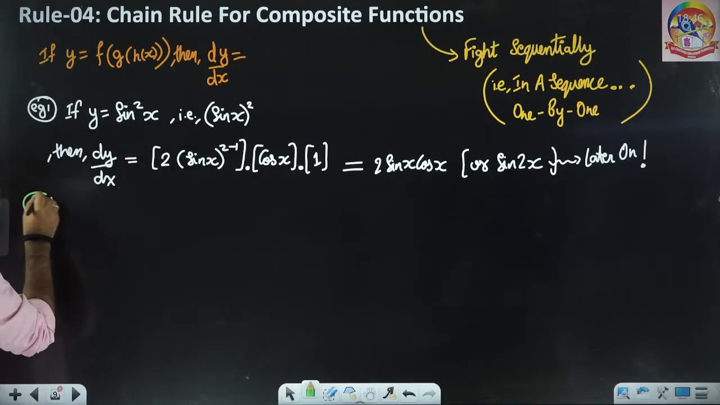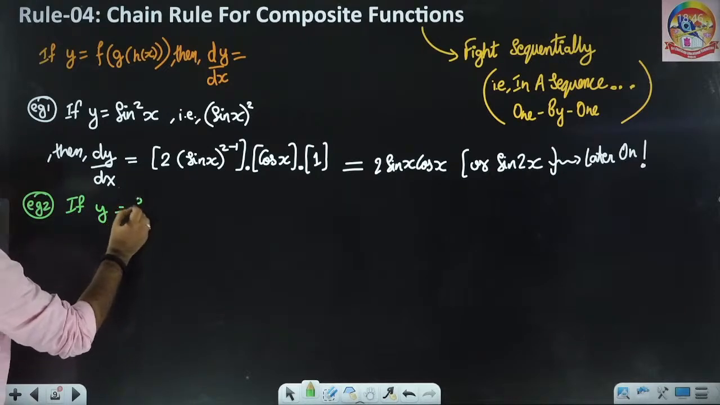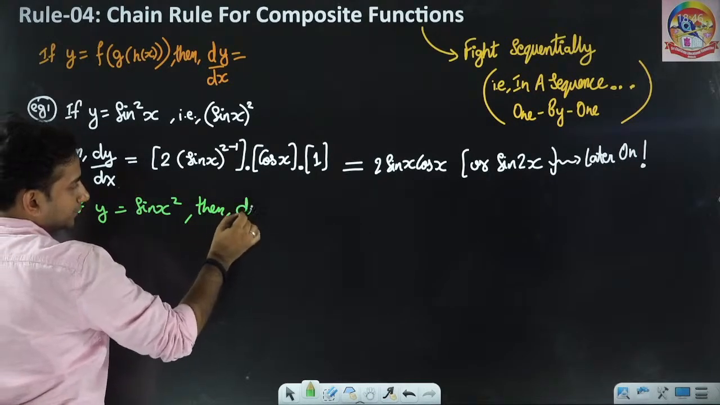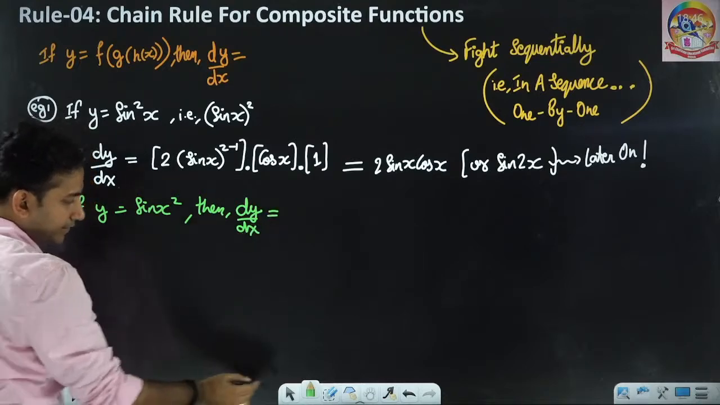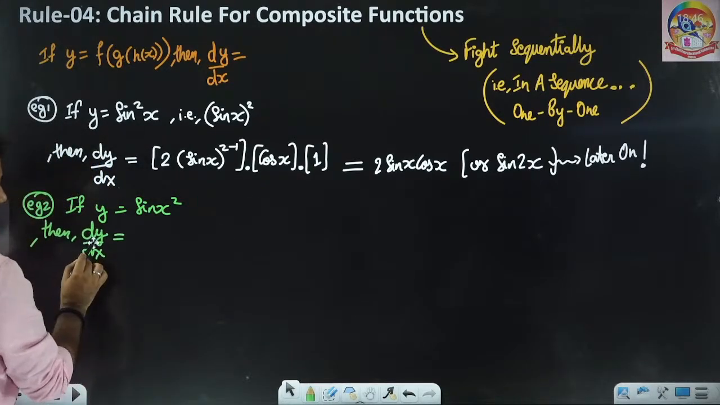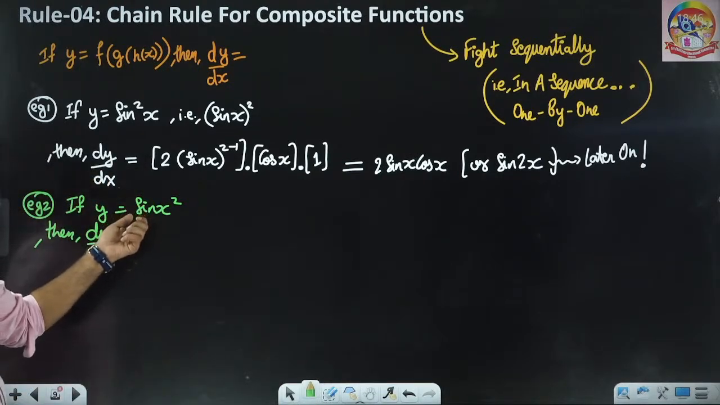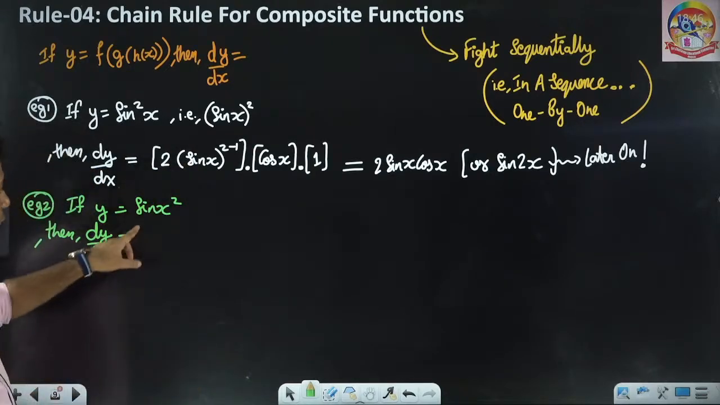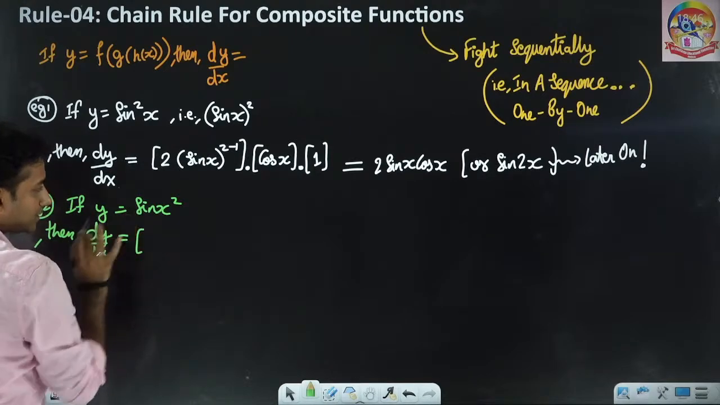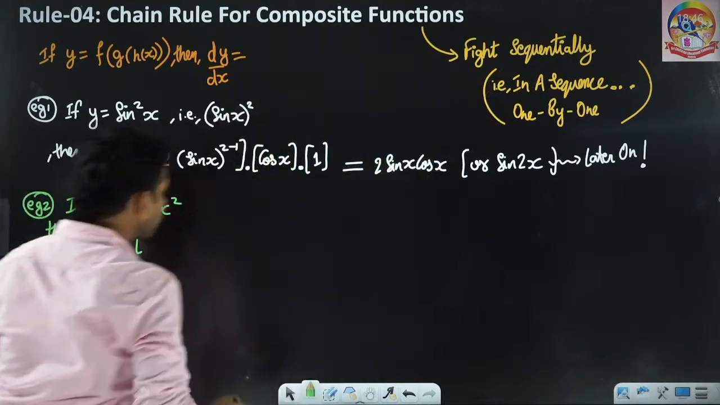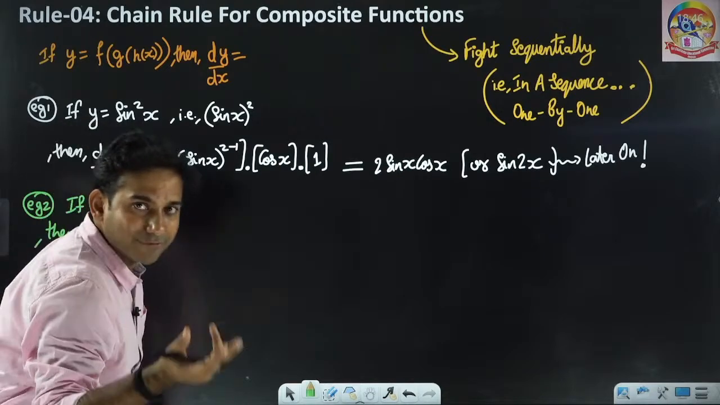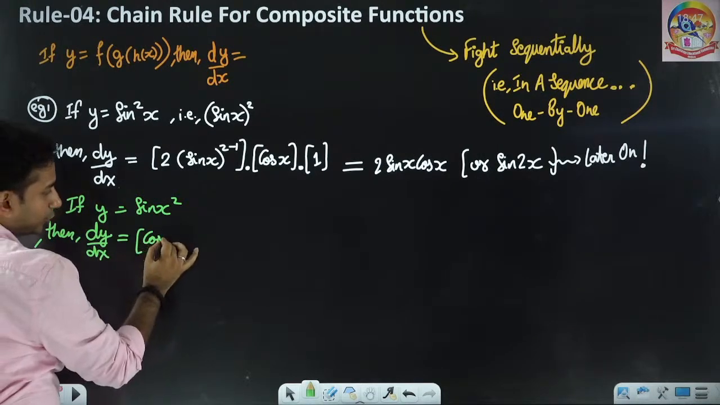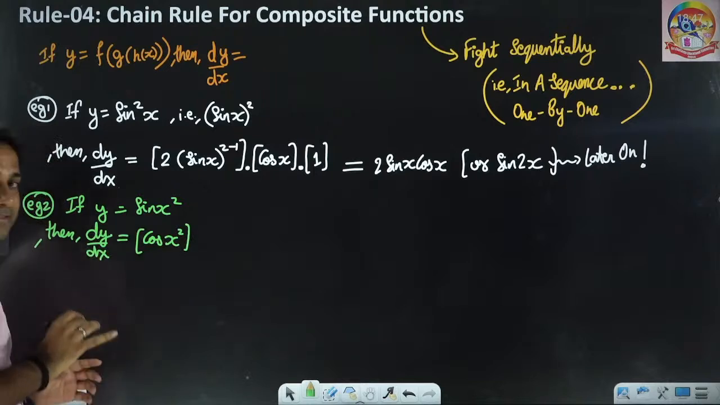Example number 2: if y is equal to sin x square, then dy by dx will be equal to, you will say the outermost function is the sine function. This time the square is not applied to the complete thing, only to the x. So fight with the sine function sequentially; fighting means differentiation. The derivative of sine is cos, and don't touch the inner one. X square will be as it is.